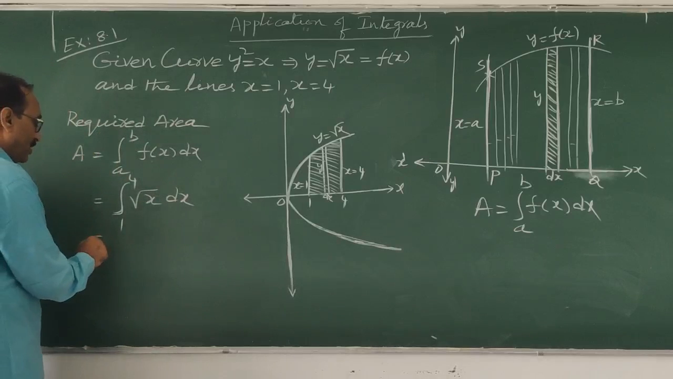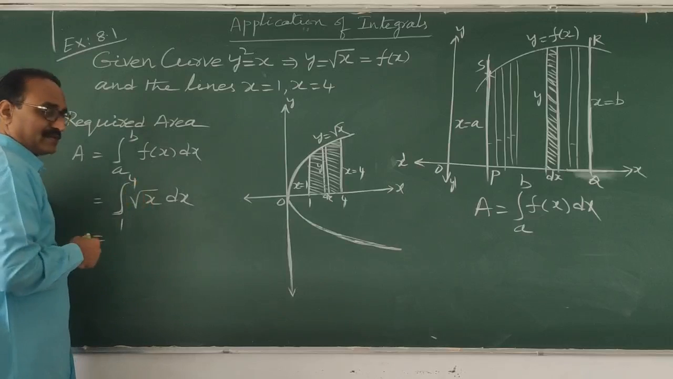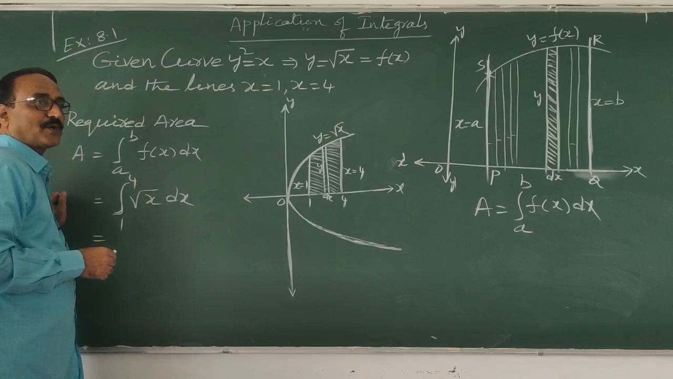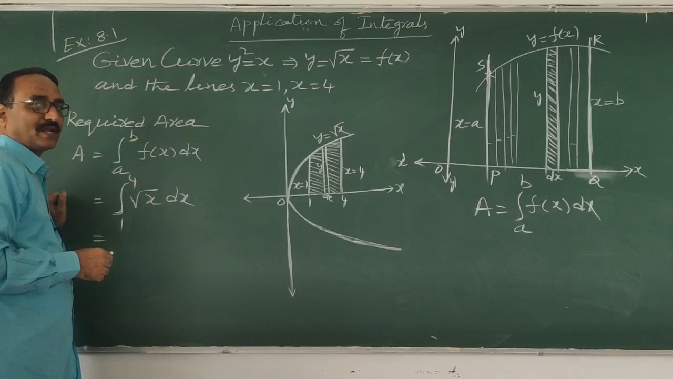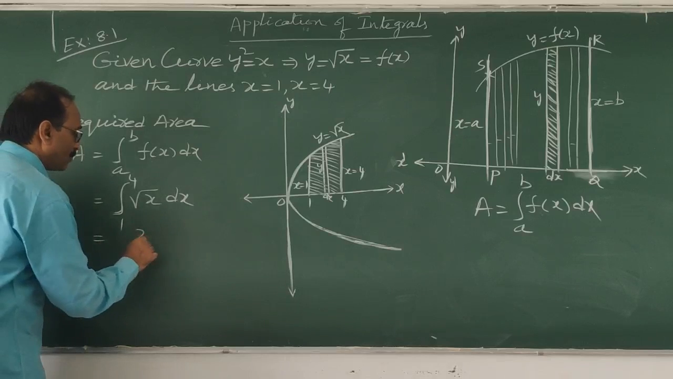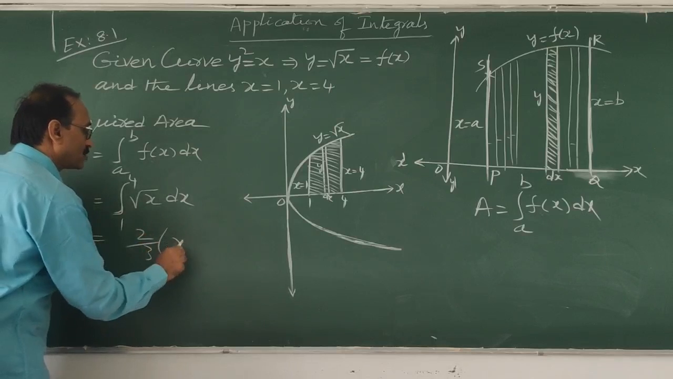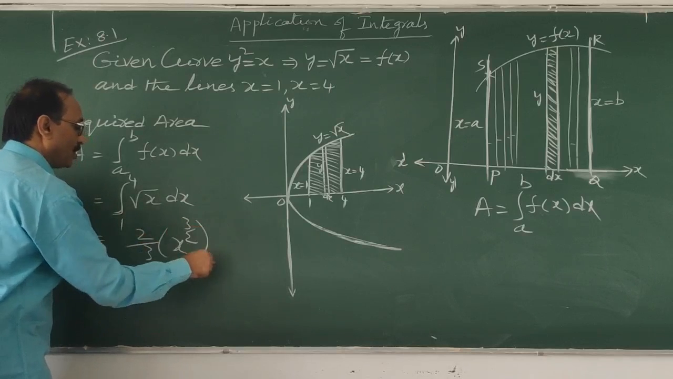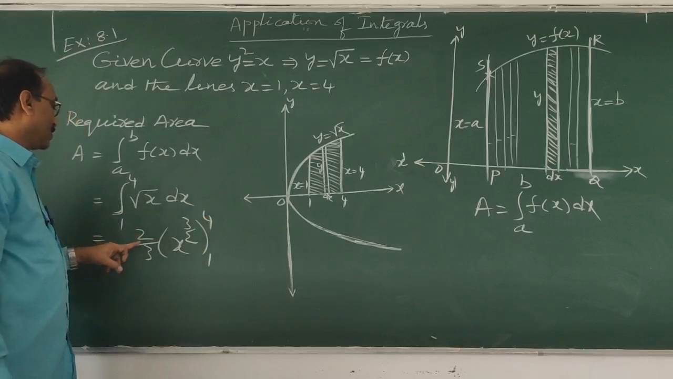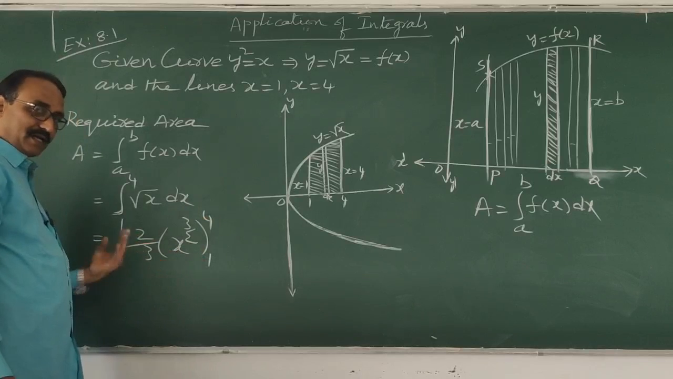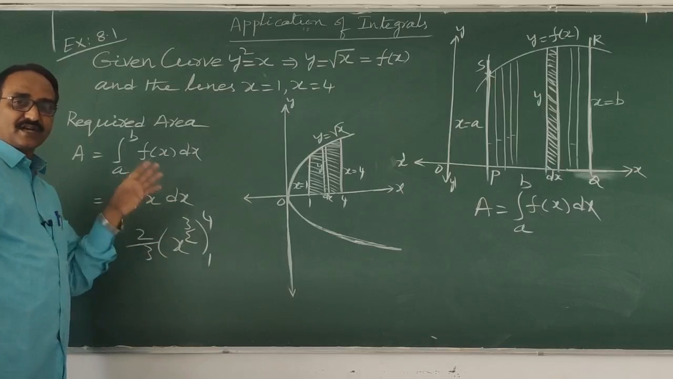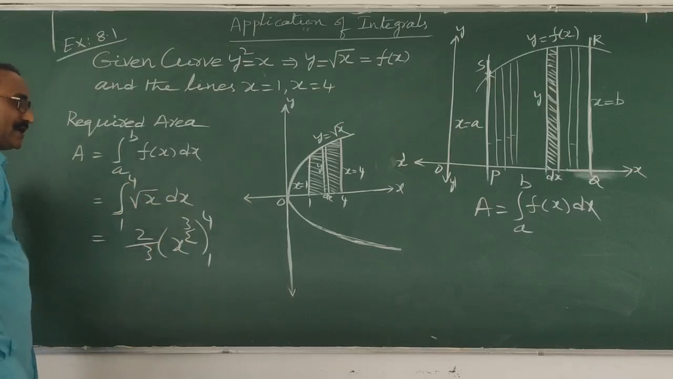So root x, integral of x power half. Root x means x power half. Using x power n plus 1 by n plus 1, half plus 1 is 3 by 2, and dividing by 3 by 2 means 2 by 3 into x to the power of 3 by 2, from 1 to 4. Directly you can write this, because I am very familiar with integrations, and that's why I can write it directly.